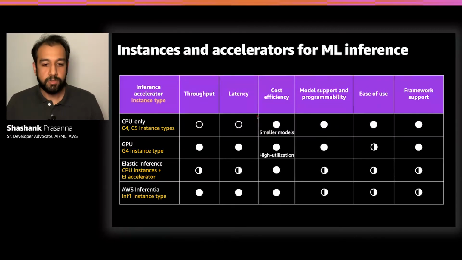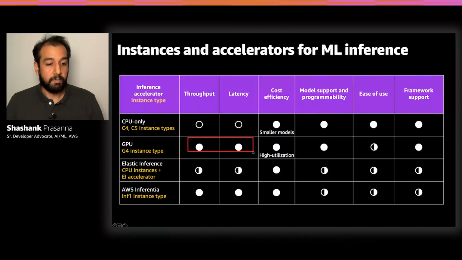So CPUs really shine with cost efficiency. They're not the most performant options out there, but with cost efficiency, it wins when it comes to smaller models. If you have larger models that demand more performance, then CPU may not be the right option for you.